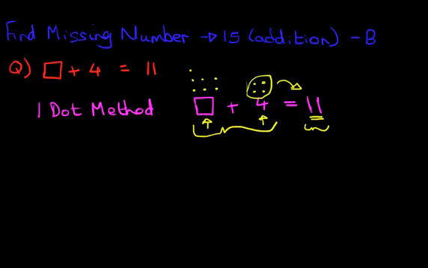Now what we need to do is to count how many dots we've put above the square box. So let's do that. We've got 1, 2, 3, 4, 5, 6, and 7. We have counted 7 dots. Let's put that in the square box. So now we have 7 plus 4 equals 11. And that is the dot method. It's as simple as that. Make sure you have the same number of dots on each side of the equal sign.